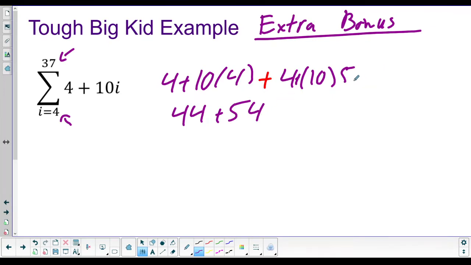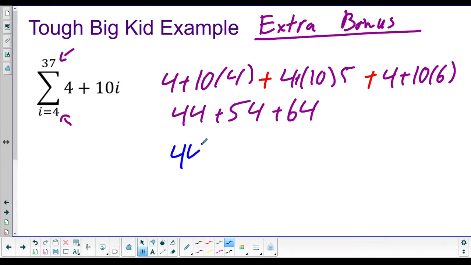And right away, you can kind of see what the pattern is going to be, right? This could be 4 plus 10 times 6. So this could be plus 64. Okay. So now let's look at this thing. If I just gave you the list, 44, 54, 64, and I said, add up all these terms, you could definitely do that. That's what yesterday's lesson was.